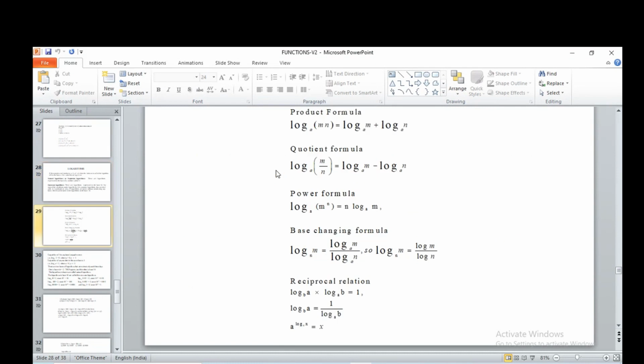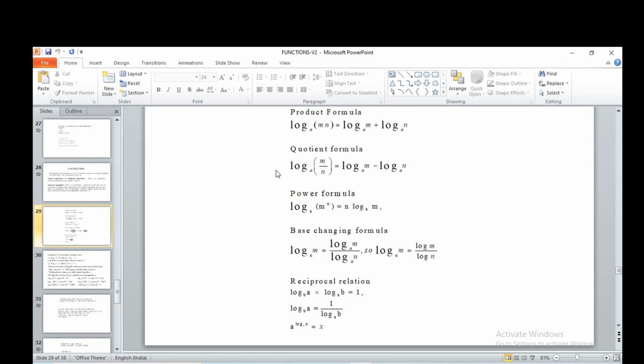Okay, right. There are a few formulas which are used in logarithms. For quantitative aptitude, they will ask some problems using these basic formulas. Product formula: log base a of mn is equal to log m plus log n. Quotient formula: log of m by n is equal to log m minus log n. Power formula: log of m power n is equal to n log m. Base changing formula.